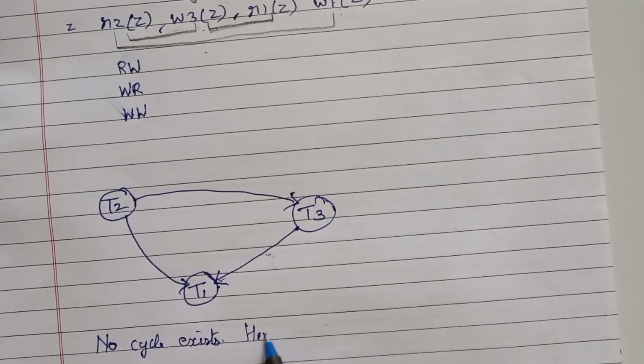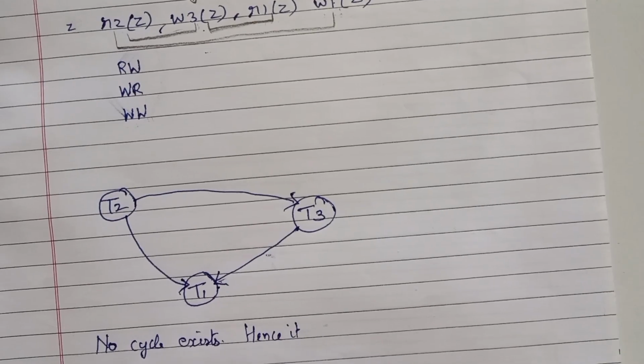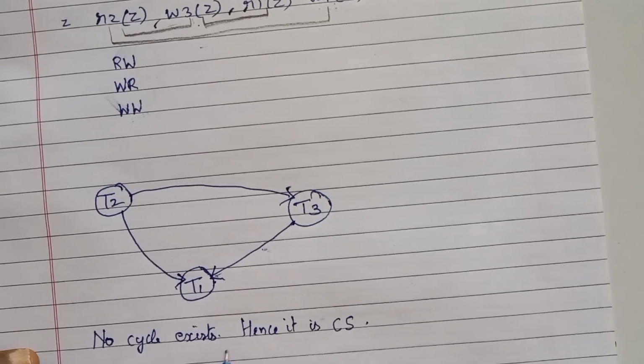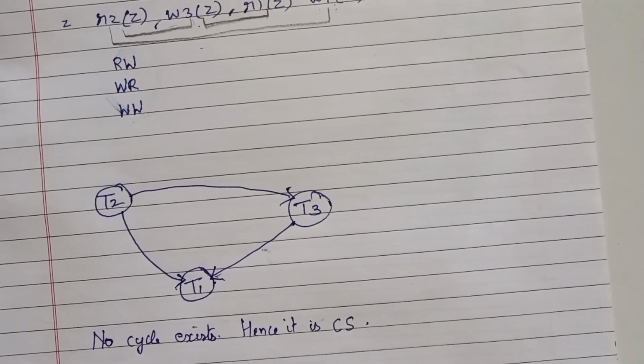Hence it is conflict serializable. Okay, I've written the short form. No cycle exists, hence it is conflict serializable.